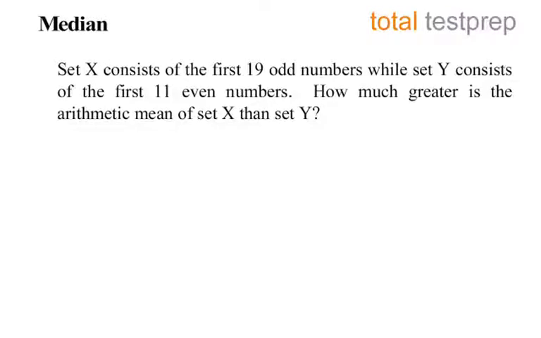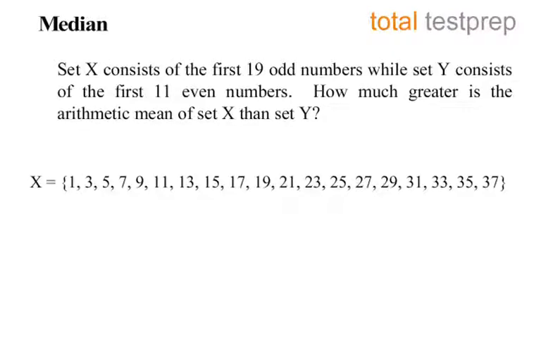So all we have to do is write out set x. It doesn't take that long to list the first 19 odd numbers and find the median using our method. It turns out that 19 is the median. We do the same for set y. We write out the first 11 even numbers, we find the median, which in this case is 12.